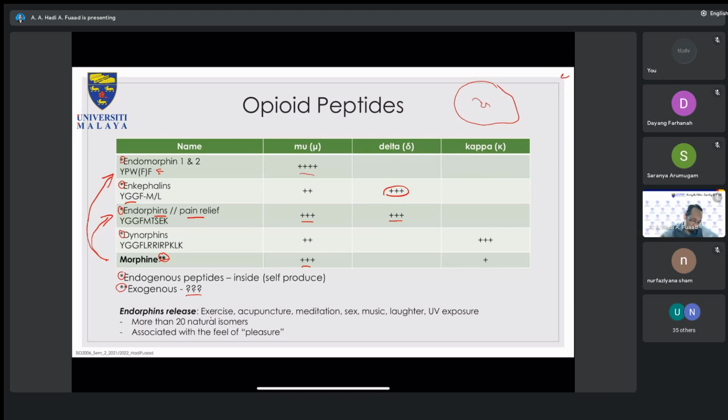Okay, so you actually get endorphins from exercise, acupuncture, meditation, sex, listening to music, laughter, UV exposure. So when we're talking about pain relief, it's something that makes you happy, right? So that's the opposite. Either you're happy or you feel pain. Pain or stress, it's a bit difficult to justify what it is, but nonetheless they belong to the same group. One is negative, the other one is positive.